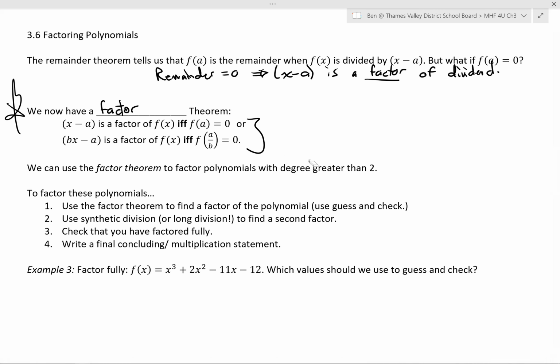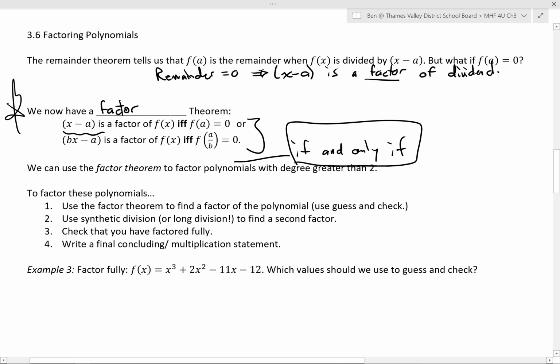Now, this factor theorem: x minus a is a factor of f of x if and only if, that's what the IFF stands for, if and only if. You may have seen that before, you may not have. If and only if f of a equals 0. And what that means is, if f of a equals 0, x minus a is a factor. If f of a does not equal 0, x minus a is not a factor. That's what the if and only if tells us.